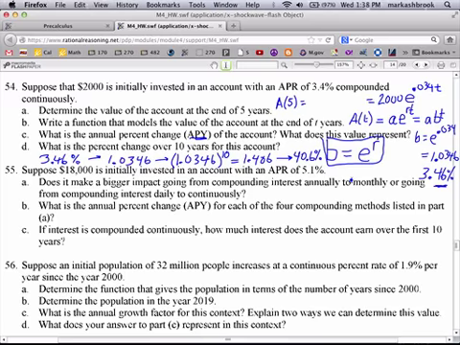Okay, questions on number 54? Does it make sense? Yes, sir? If we found the APY a different way but got the correct answer, will it still be marked as right?